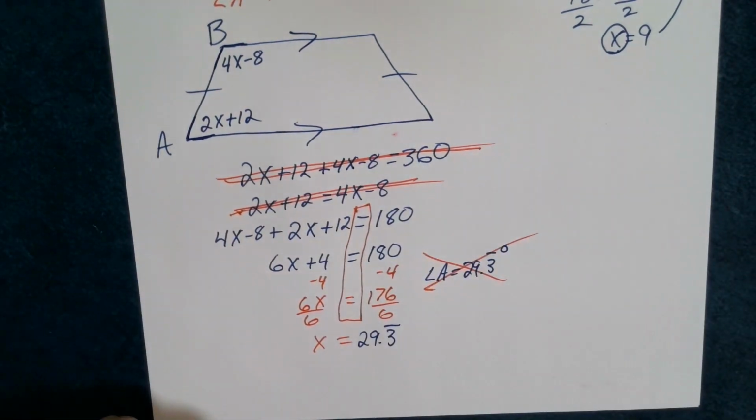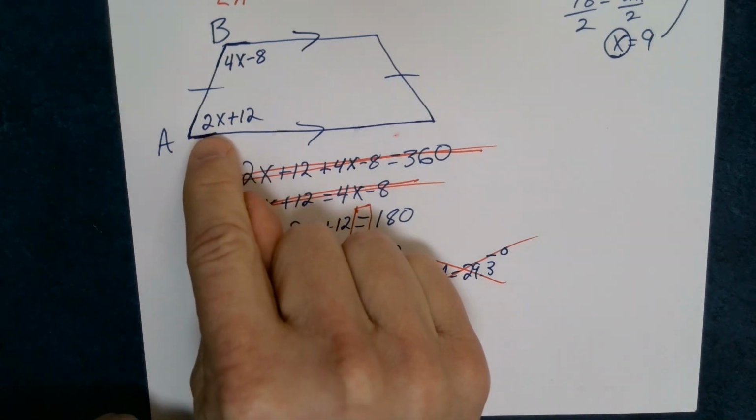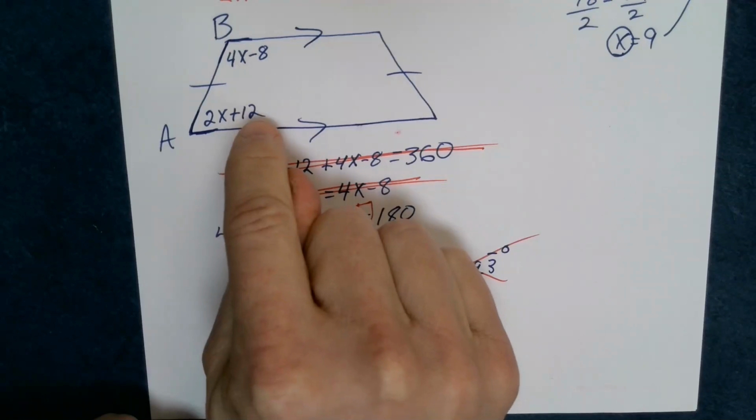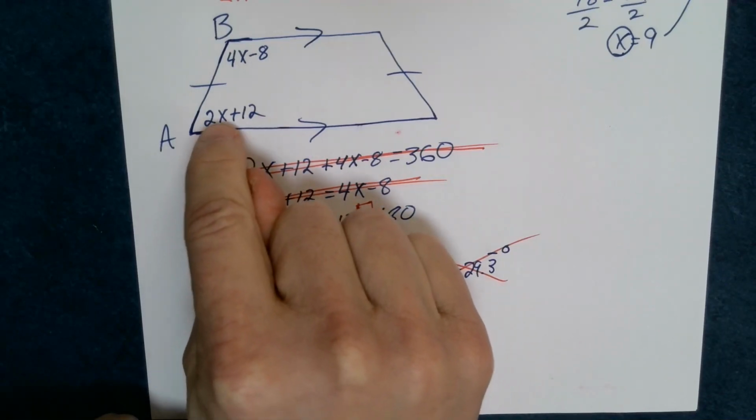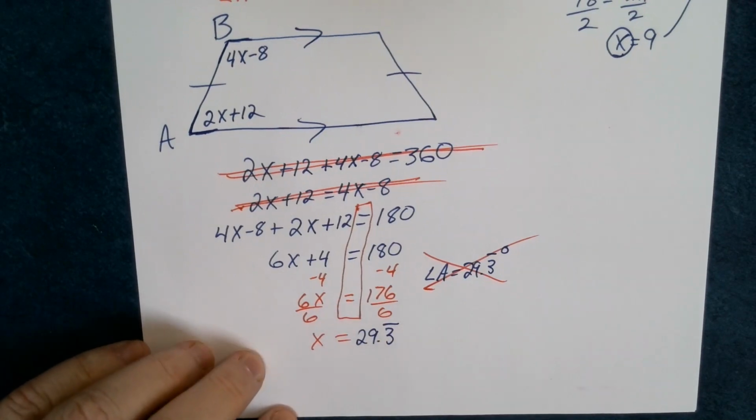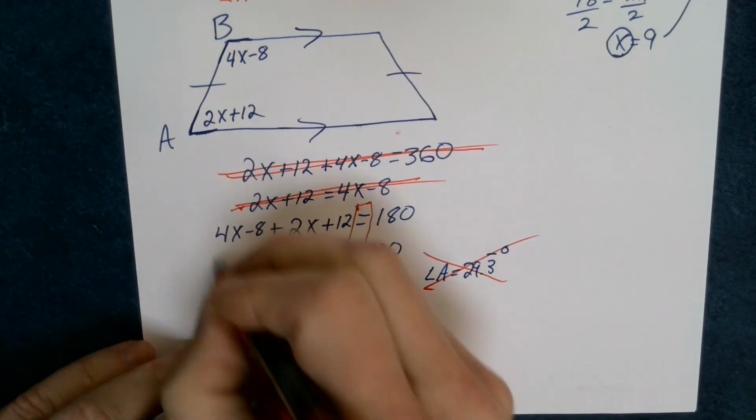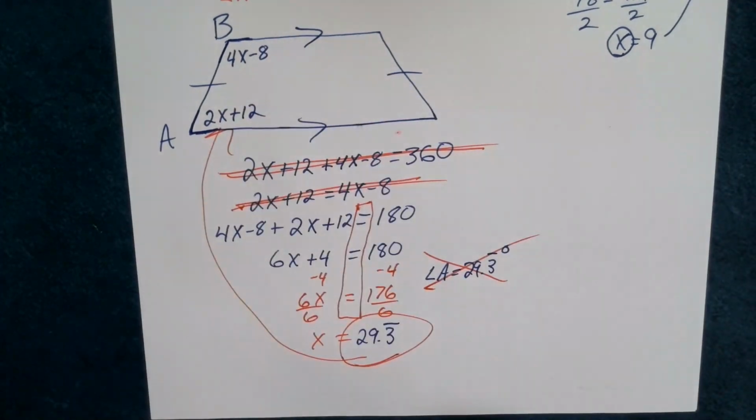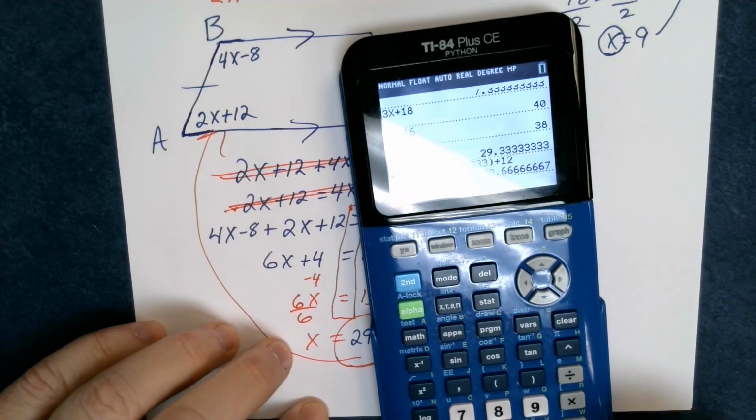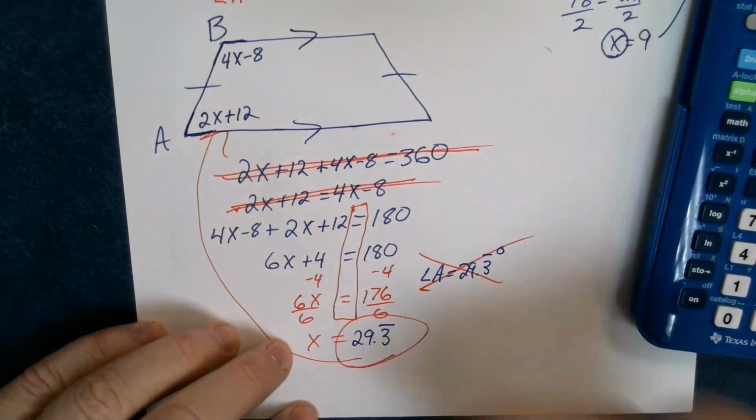No. Angle A is 2x plus 12. Sorry, I said 2 a second ago. 2 times whatever x is plus 12. Well, x is 29.3, so I have to take this and shove it into there and do that math. So 2 times 29.3 plus 12, and I get 70.66.